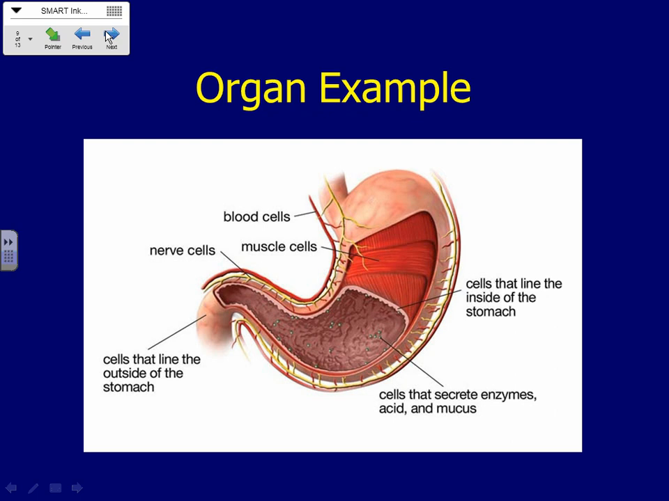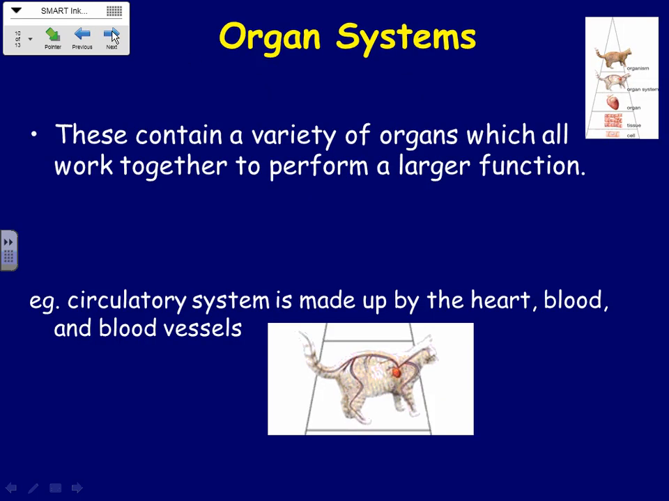So there's red blood cells, there's muscle cells, obviously nerve cells to tell you if you're hungry or not. Cells that secrete enzymes and mucus to protect the internal lining. So there's an example of an organ. Now we're at organ system.